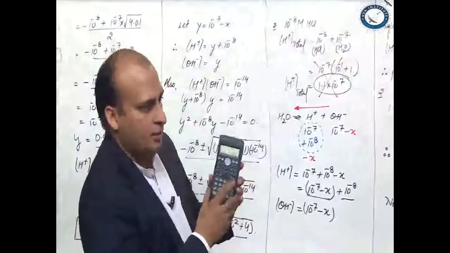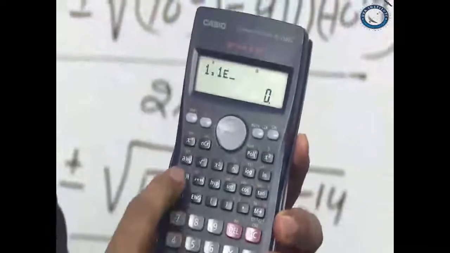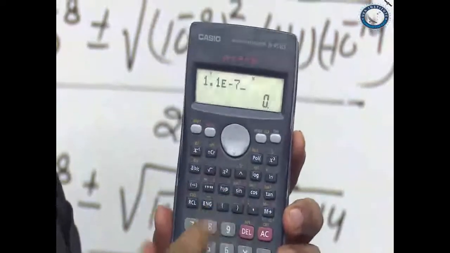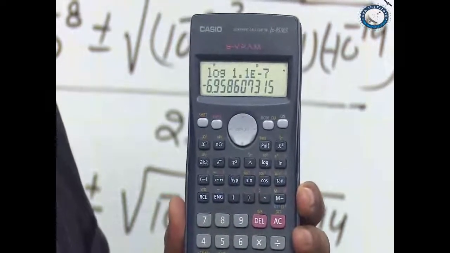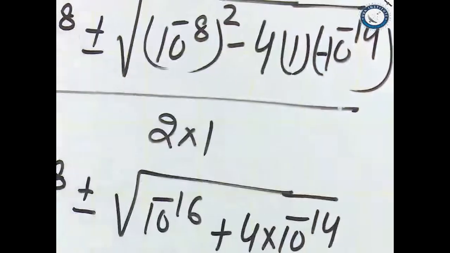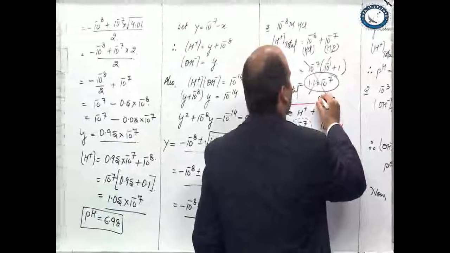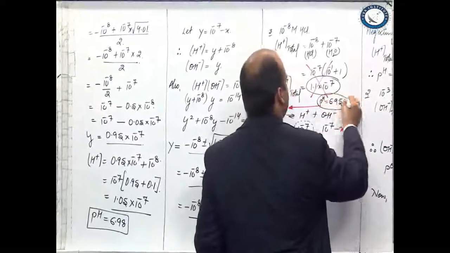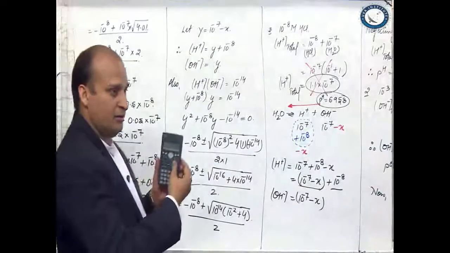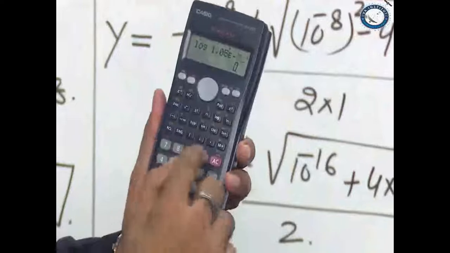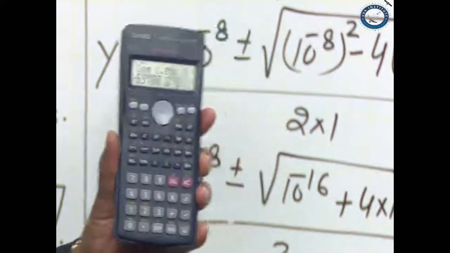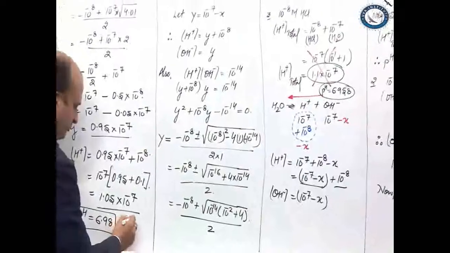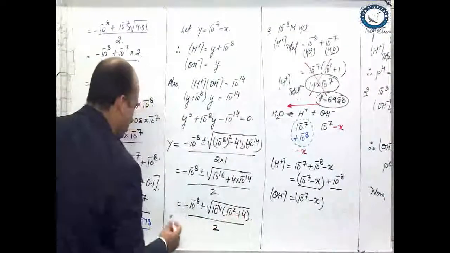See, this is 1.1 into 10 raised to power minus 7. If I take the log of this value, I get 6.958. So if we would have used this value, the pH would have been 6.958. But now the value is coming out to be 6.978. Now over here the pH is coming out to be 6.978. Previously it was coming out to be 6.958.